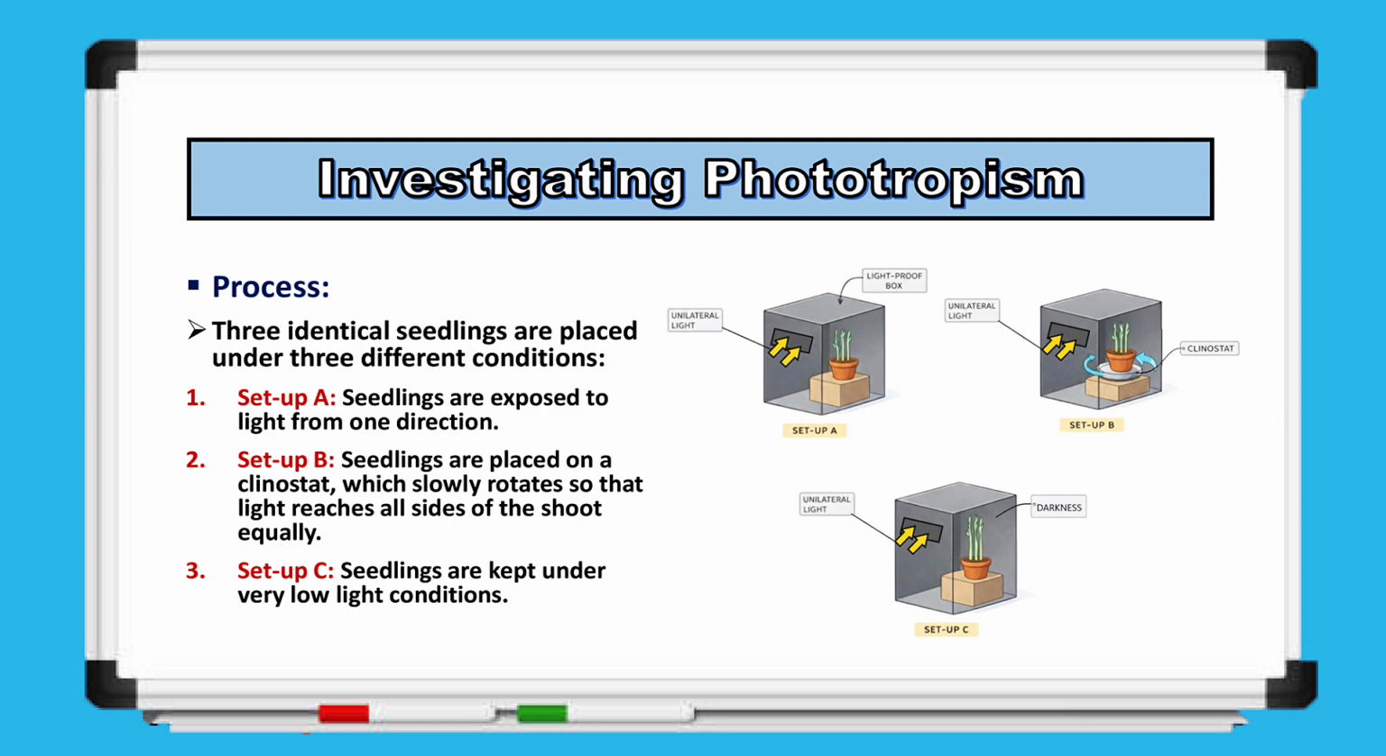Now we are discussing the process for investigating phototropism. In this experiment, 3 identical seedlings are placed under different conditions to observe how light affects the growth. In setup A, the seedlings are exposed to light coming from only one direction. In setup B, the seedlings are placed on a clinostat that slowly rotates, allowing light to reach all sides of the shoot equally. In setup C, the seedlings are kept under very low light or near darkness to study the growth without significant light exposure. Each setup helps us compare how plants respond to directional light versus uniform or minimal light conditions.